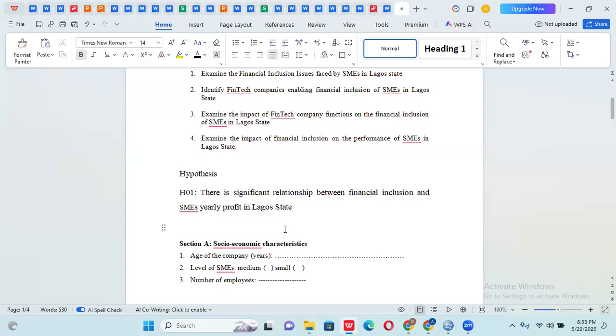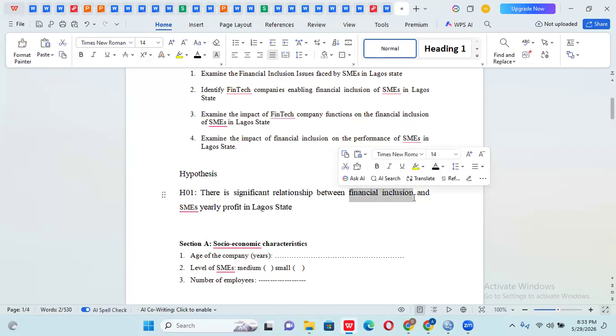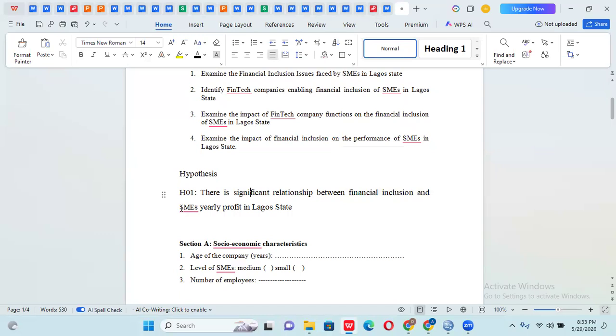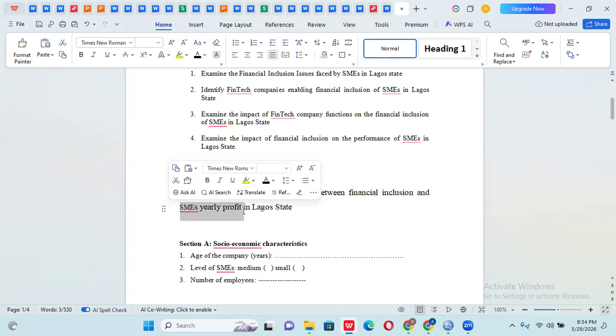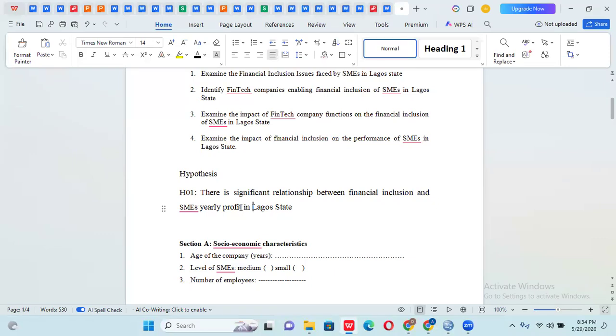Am I right? All right. So now, look at this hypothesis. When we are designing our questionnaire, financial inclusion has been added. We have it here. Financial inclusion is an objective, so definitely we have the variables for financial inclusion. We have the questions to measure financial inclusion. But we don't have the question to measure SMEs' yearly profits. So if you want to analyze this hypothesis, we must form questions to measure the SME yearly profit.